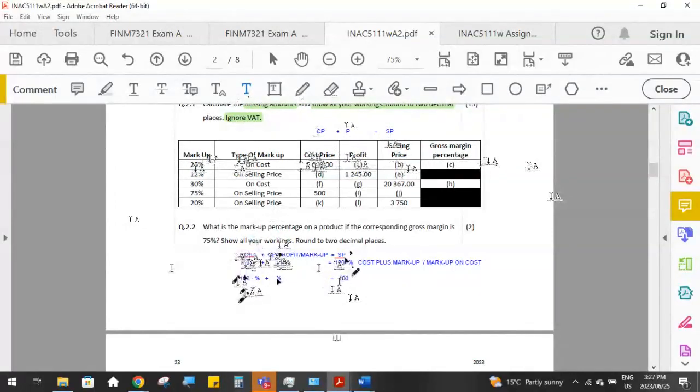So if you have a look at the bottom, it's this first one that will apply. So it's going to be 25% of the cost. So 5,000 times 25% equals the profit. And then you're going to add A to the cost price in order to get B.